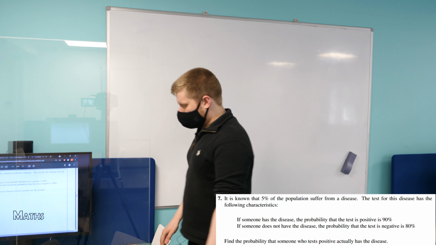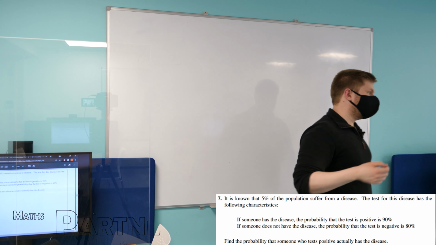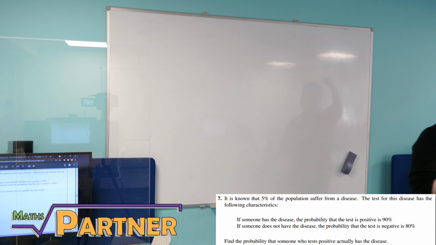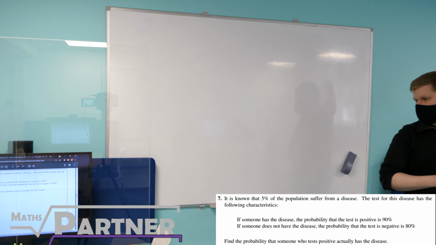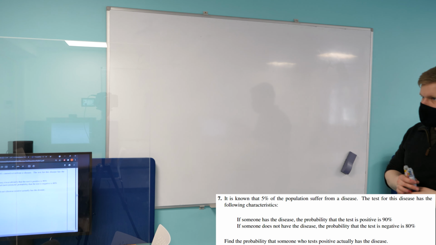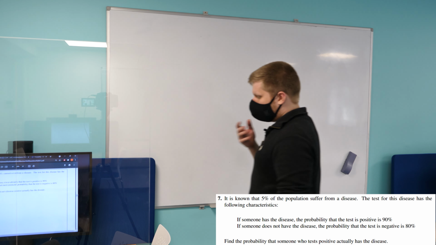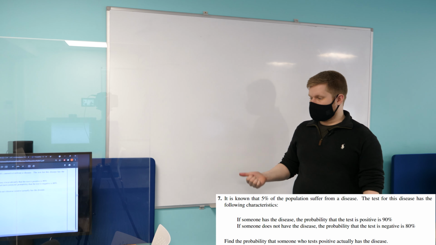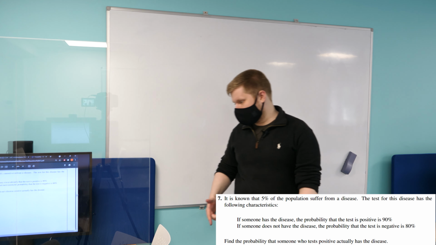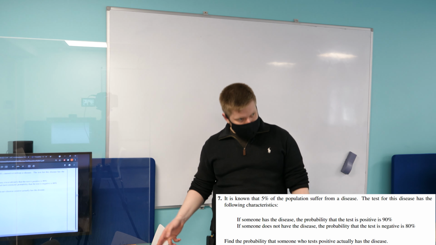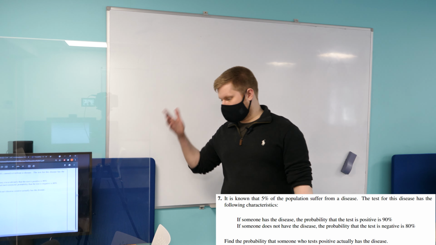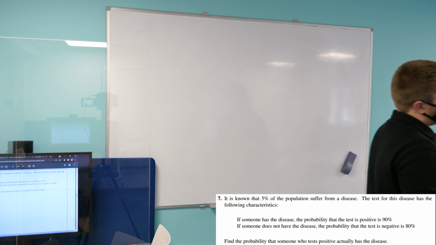Okay, so question 7. Actually, I think we've seen this question before. So question 7 says, it is known that 5% of the population suffer from a particular disease. Now, the test for this disease has the following characteristics. So we know that if someone has the disease, the probability that the test is positive is 90%. And if somebody does not have the disease, the probability that the test is negative is 80%. Find the probability that someone who tests positive actually has the disease.